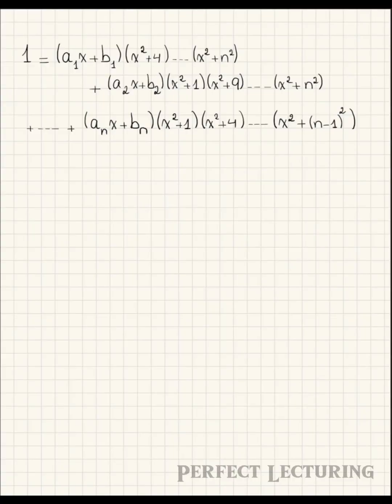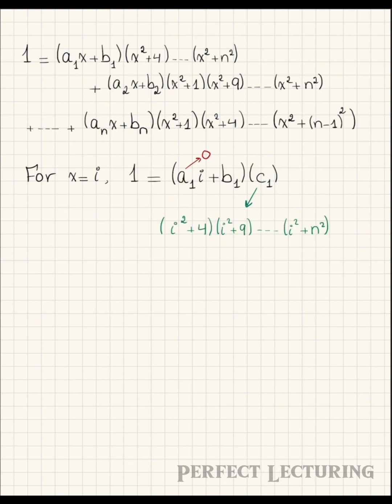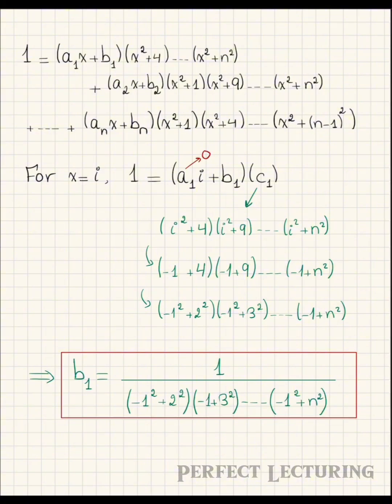Now it is time to see if we can find a general expression for ck. We come back to this expression, and I will start with replacing x by i. We know that a1 is equal to 0. c1 is the product of these factors for x equal to i, which is this expression. Replacing i squared by minus 1, we get this. I will write the numbers 4, 9, etc. up to n squared as numbers to the power of 2, because later on we're going to generate an explicit expression for the ck using this form, and we got b1. b1 is 1 over c1, and this is the value of b1.